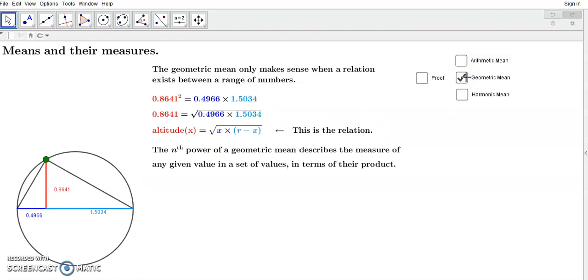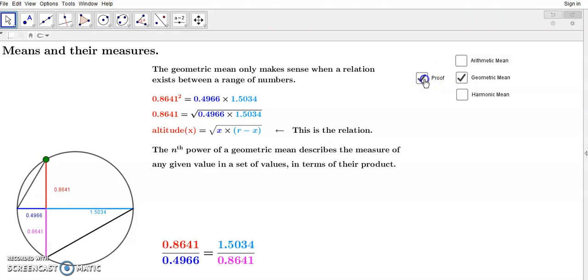So the geometric mean is a mean that only makes sense when a relation exists between a range of numbers. That relation might also happen to be a function. So if you look at this particular triangle in a circle, which rests on the diameter of the circle, this red line here is equal to the square root of the product of these two line segments, okay? And it's expressed as you see here. Altitude of x is equal to this function. And it's very easy to prove.